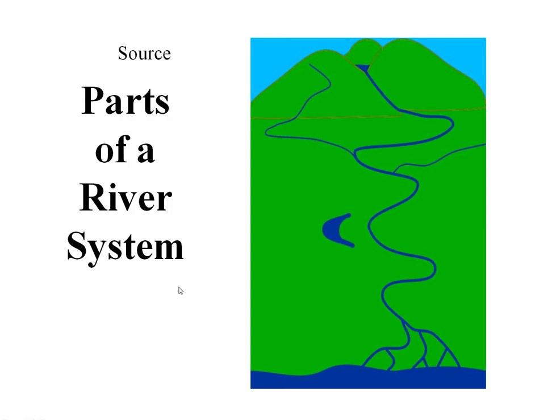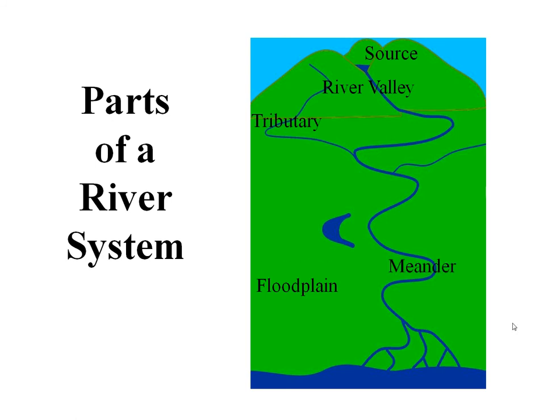A river system starts with a source, typically high grounds up in the mountains, and then flows through a river valley. Tributaries are the smaller rivers flowing into a larger river. Floodplain is the area that floods whenever the river does, and it's usually the entire area that has ultimately been carved by the river. Meanders are the curves in the river. Here is an oxbow lake, and at the bottom we have a delta, the mouth of the river.